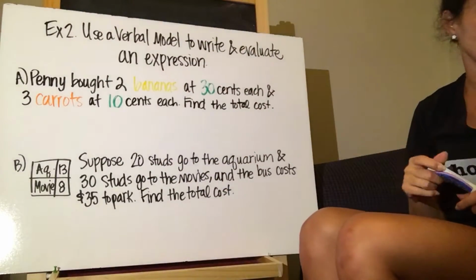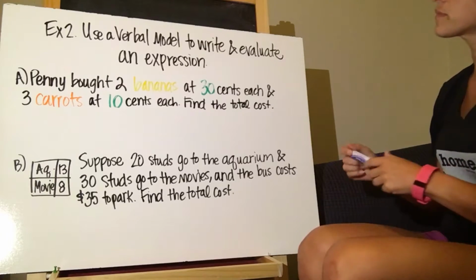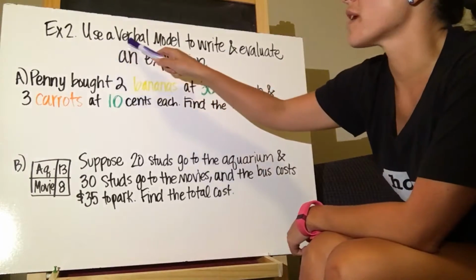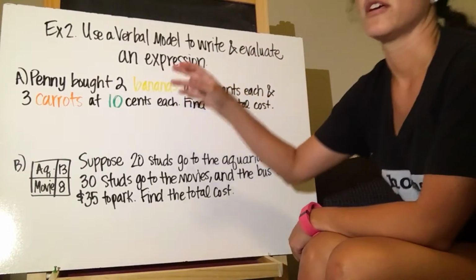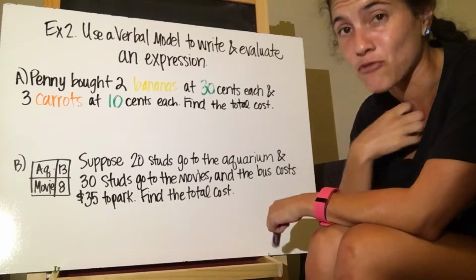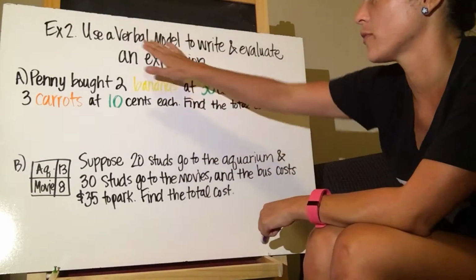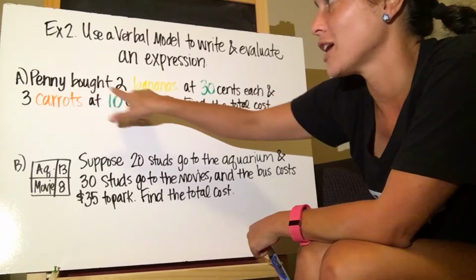All right, pause it. Copy all these word problems down. Example 2, use a verbal model to write and evaluate an expression. So we're going to practice taking a word problem and writing our own verbal model for the expression.